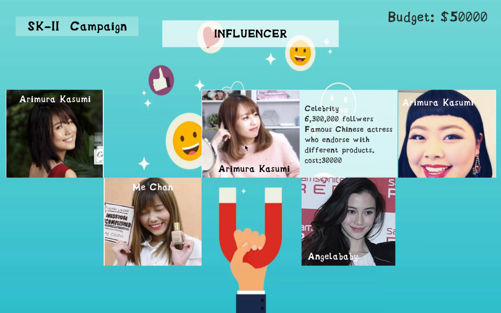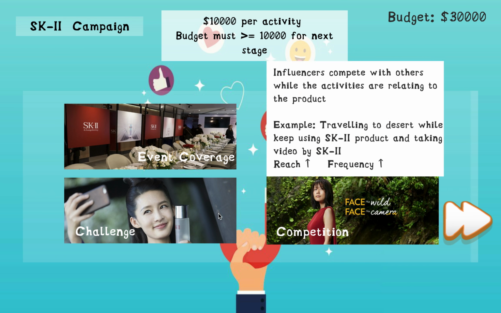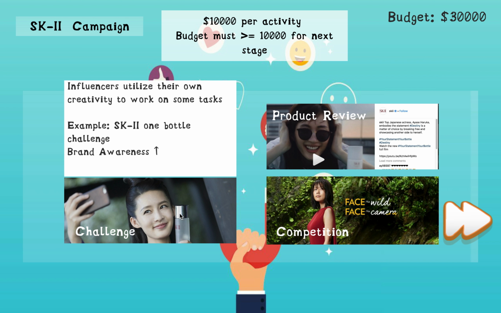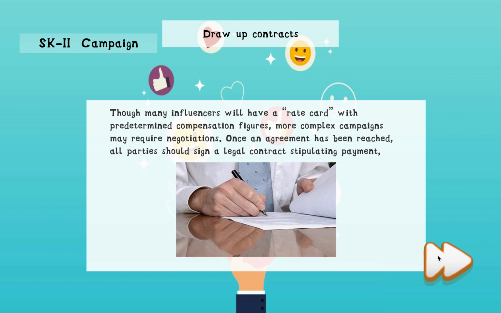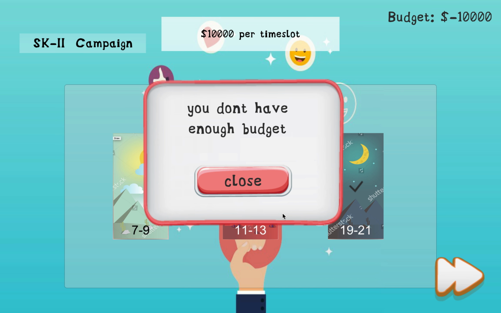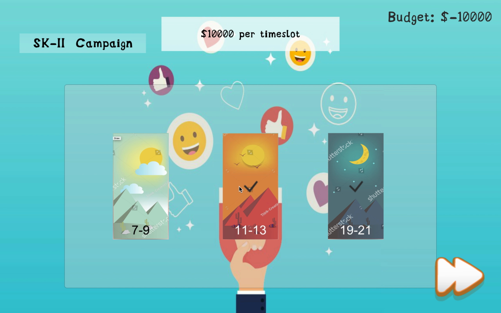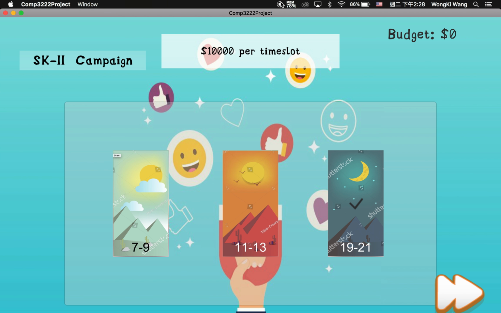Maybe you select a different celebrity, and you can have different brand awareness, reach, and frequency. If you select different events, you will have different scores. Maybe if you select the challenge, you can have a higher brand awareness score. You need to be careful of your budget. You need to stay under your budget. If you go over the budget, you cannot do the next step because you don't have enough budget. So that is the end of our influence marketing.